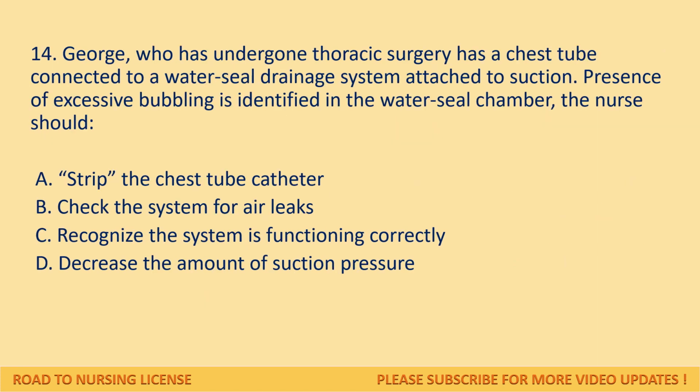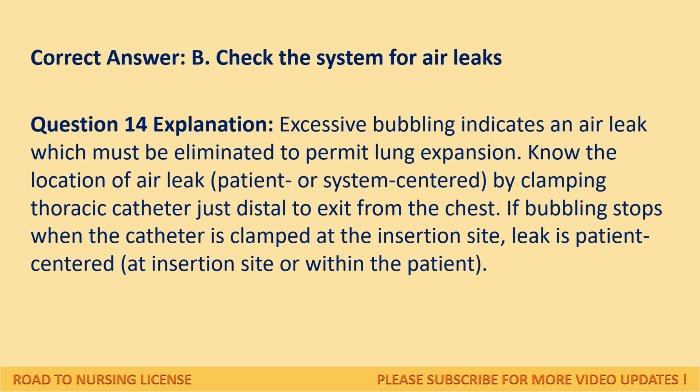Question 14. George, who has undergone thoracic surgery, has a chest tube connected to a water-sealed drainage system attached to suction. Presence of excessive bubbling is identified in the water-sealed chamber. The nurse should A. Strip the chest tube catheter. B. Check the system for air leaks. C. Recognize the system is functioning correctly. D. Decrease the amount of suction pressure. Correct answer, B. Check the system for air leaks.